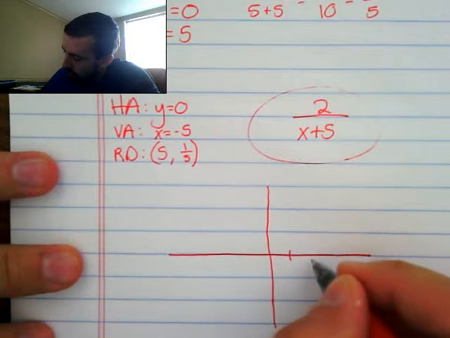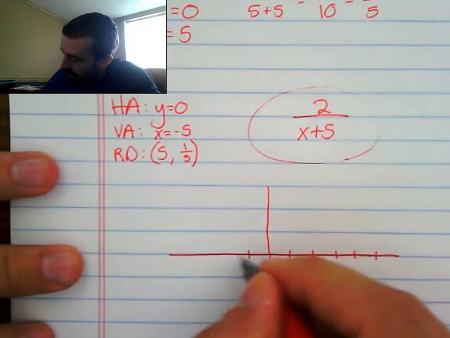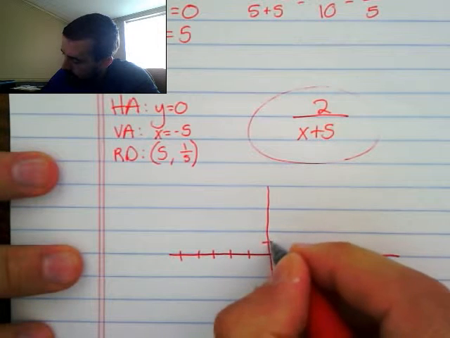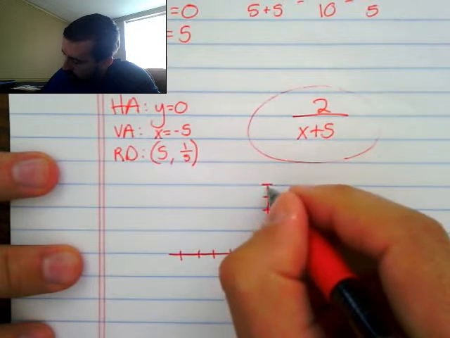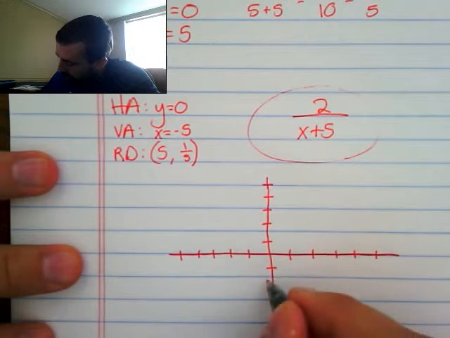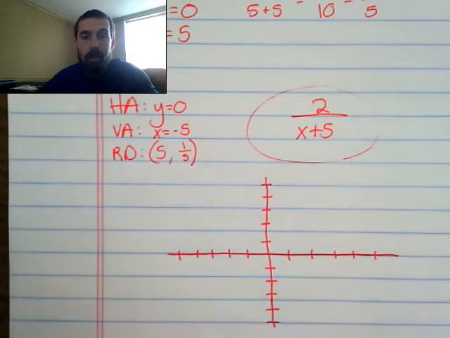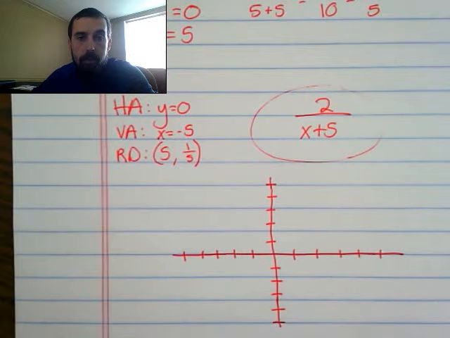Okay, so 1, 2, 3, 4, 5. Again, I'm just kind of making my own graph. This isn't a hard thing to do. You don't have to be an artist, I promise you. Straight lines and tick marks, that's all there is to it. Take your time, make them.